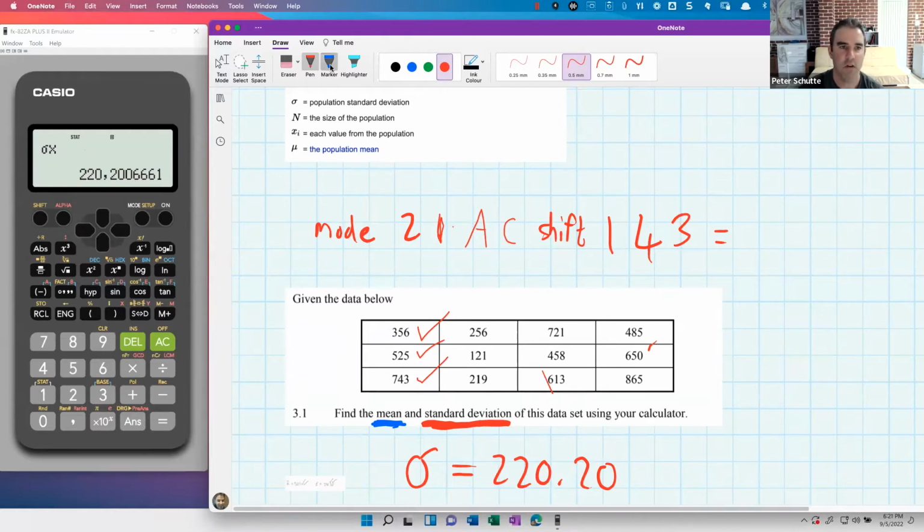I really have a lot of things on the screen. Shift 1, 4, 3 is that last bit of stuff we have to do. And to put the data into our calculator, we have to do this.